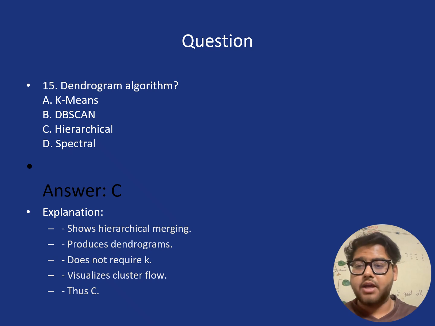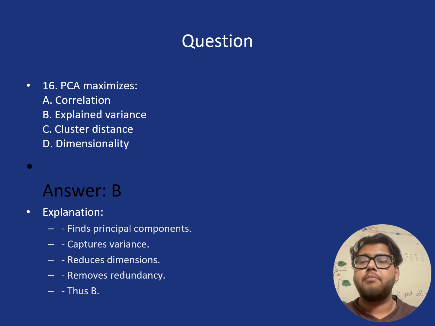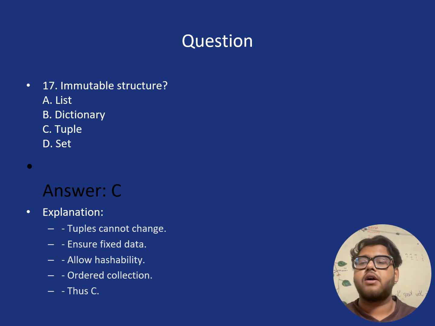Dendrogram algorithm: K means, DBSCAN, hierarchical, spectral. Shows hierarchical merging. Produces dendrograms. Does not require K. Visualizes cluster flow. PCA maximizes correlation, explains variance, cluster distance, dimensionality. So the answer for this is explained variance. Finds principal components, captures variance, reduces dimensions, removes redundancy.